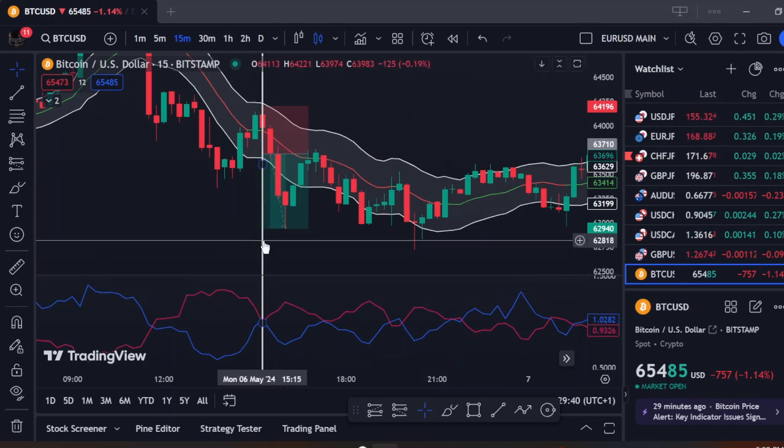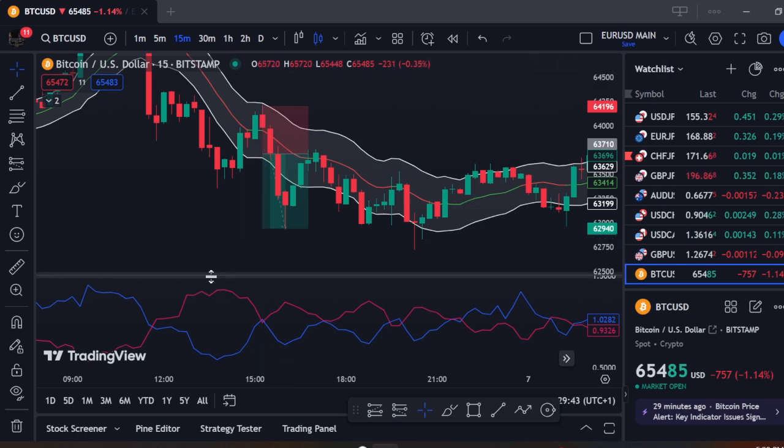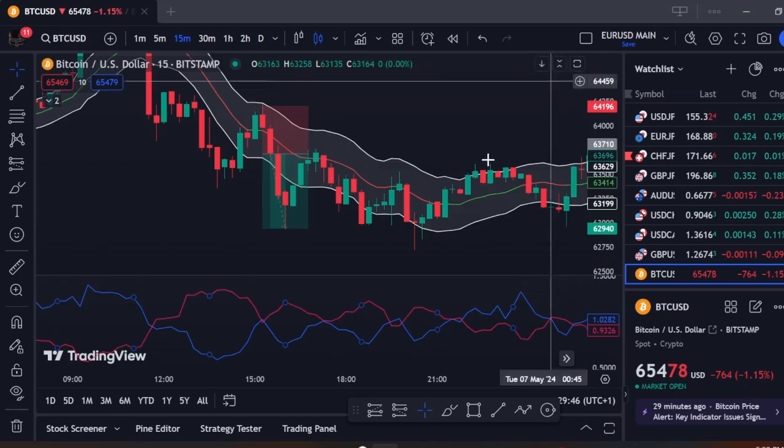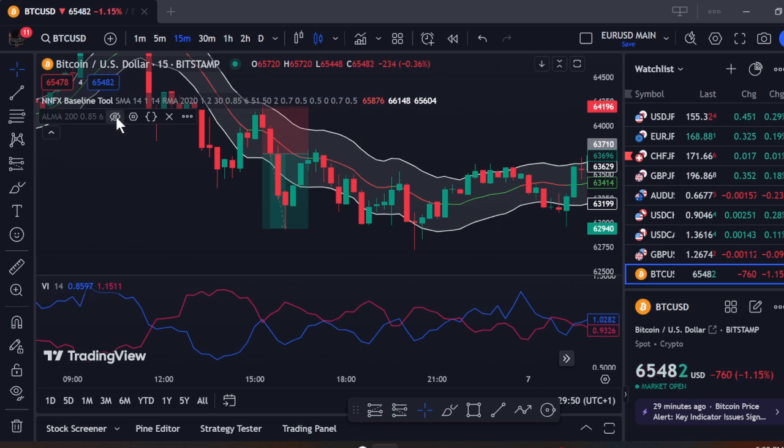Why is this giving me problem? Sorry guys. Okay, TradingView is always just doing its own stuff. I don't think I can show the baseline. Okay, now everything is working fine.